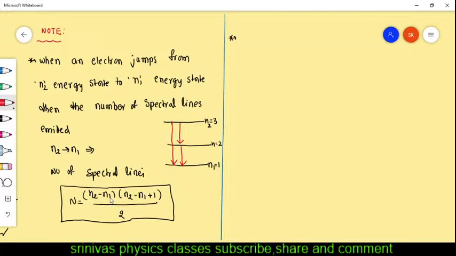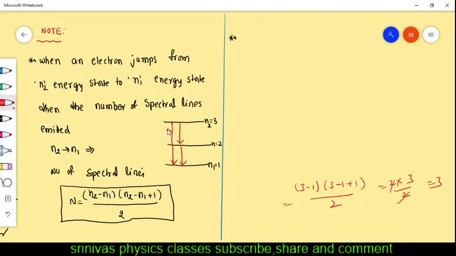For example, n2 is 3 and n1 is 1, third to first, 3 minus 1 is 2. If the electron transition occurs from third to first, how many spectral lines can be emitted? Third to first directly, third to second, then second to first. So 3 spectral lines are emitted. Whether we get the same using the formula, we will see: 3 minus 1 into 3 minus 1 plus 1 by 2. N2 is 3, N1 is 1. Then we get 2 into 2 plus 1, which is 3 by 2, so 3 spectral lines. You see 1, 2, 3.